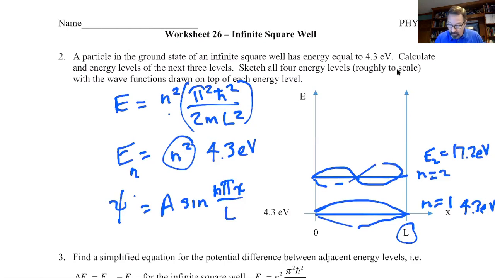All right, I've got to finish up here because I'm keeping you 2 minutes early. Let's think about n equals 3. N equals 3 would have an energy, let's see, 3 squared is 9, 9 times 4.3 eV. So the energy of the third mode would be, multiplied out, 38.7 eV. And what would it look like?